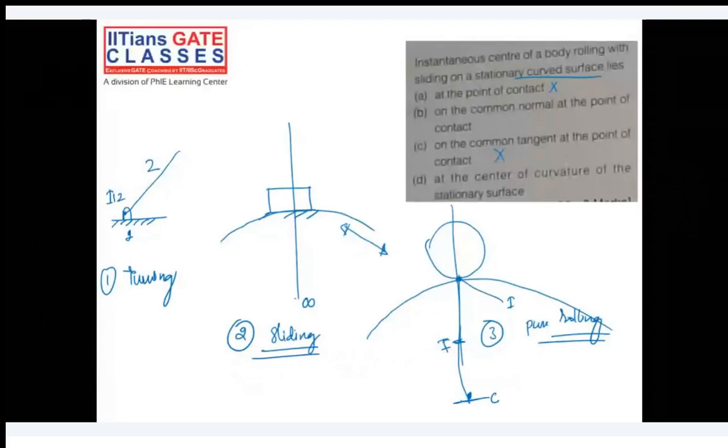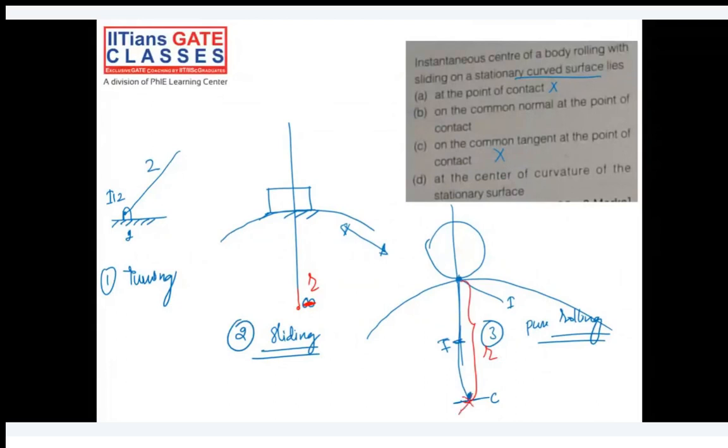I hope you are getting here. So this is r, but it will not be here as it is not purely sliding. In case of purely sliding, I will be at the center. Okay, see, as shown here. So if it is purely rolling, it will be exactly at the point of contact, but it is neither pure rolling nor pure sliding. That's why I would say it's on the common normal at the point of contact. Okay, so on this common normal, somewhere there will be an instantaneous center. Do you agree? Yeah.